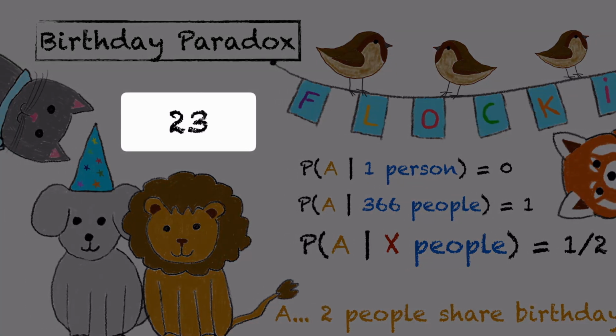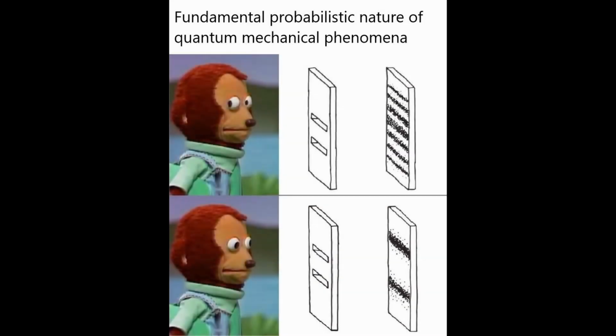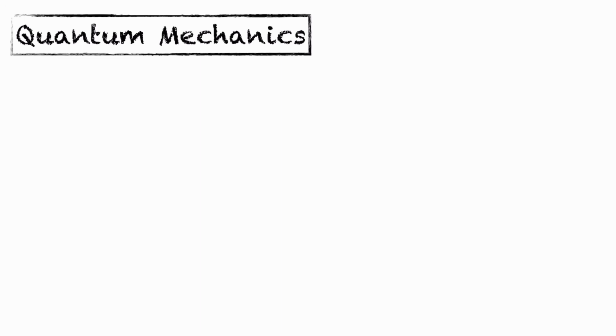If you thought the birthday paradox was a brain teaser, then wait for this one. It is not even a single paradox, but a whole branch of science consisting entirely of veridical paradoxes. Not only that, it also provides the basis for our modern technology like semiconductors. It's our lovely friend, quantum mechanics.